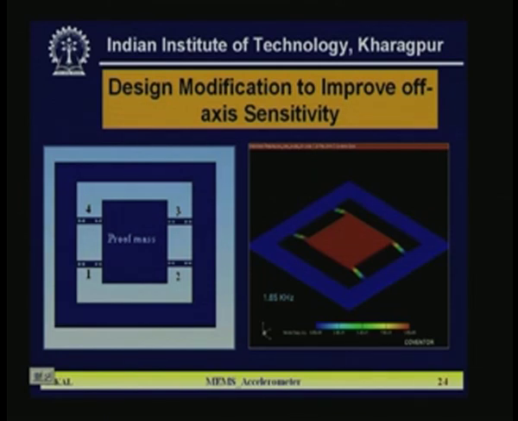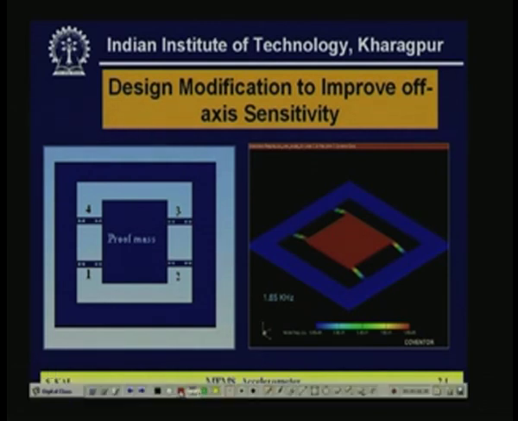And what we did there: the flexure shown here is not at the edges. This is the proof mass, and if you make the flexure at the edge, at this point and this point, then it will be improved.